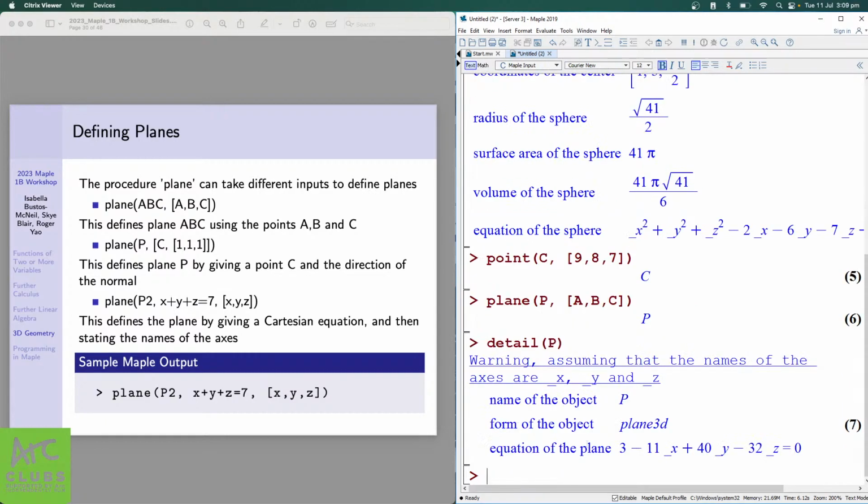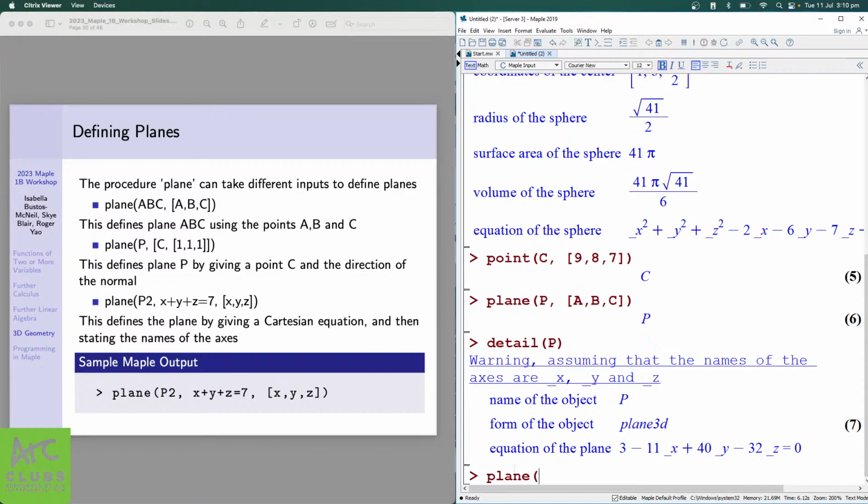Let's use detail to find some information about it. We can see its name, we can see what type of object it is, and we can see its equation of the plane. Okay, the second way to define a plane is by using its point normal form. So we give it a point that the plane passes through, and we give its normal.